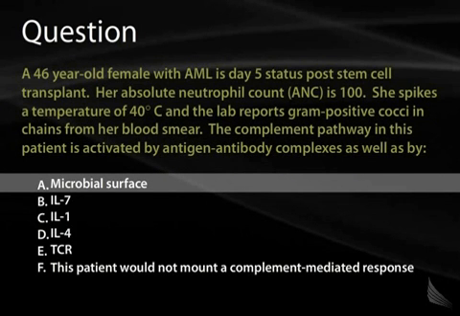So let's take a look at these. Again, what's this question telling us? We know that it's a complement question. We know that one of the ways it's activated is by antigen-antibody complexes. That's the classical pathway. What else activates complement? What else here in these answer choices is specific to complement? Well, A, microbial surface, we know that that is what activates the alternative pathway, right? We said that all the alternative pathway needs to get started is some type of membrane. So that can activate the alternative pathway.